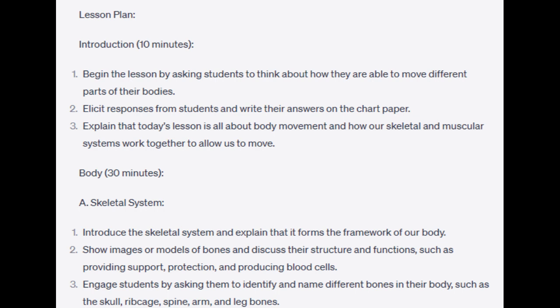Body, 30 minutes. A. Skeletal system. Introduce the skeletal system and explain that it forms the framework of our body. Show images or models of bones and discuss their structure and functions, such as providing support, protection, and producing blood cells. Engage students by asking them to identify and name different bones in their body, such as the skull, ribcage, spine, arm, and leg bones.